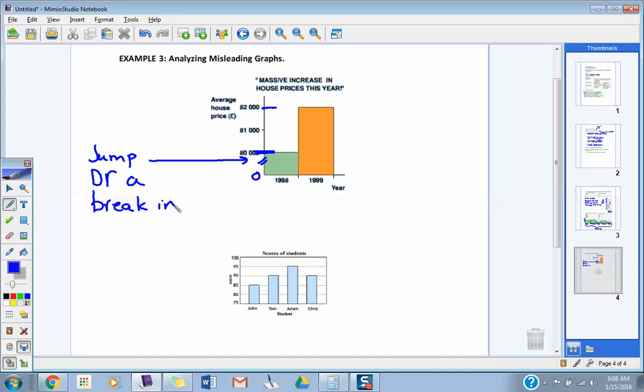What does DR stand for? That should be an or, I'm sorry, John. Or a break in the graph. But it stands for doctor, if you want to know the answer. Good thing I didn't put pepper after that, right?